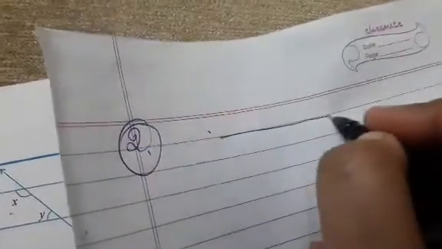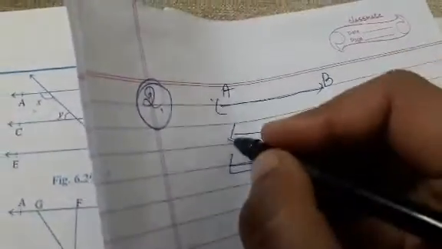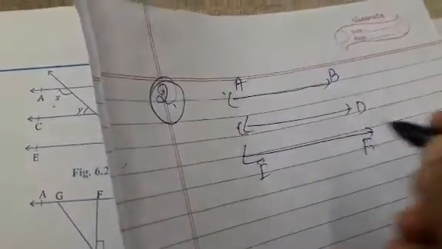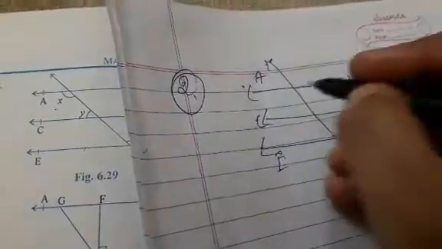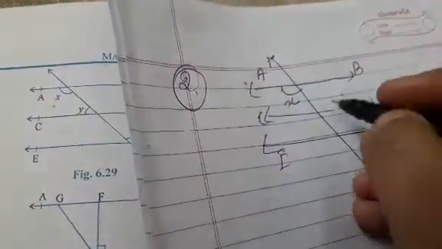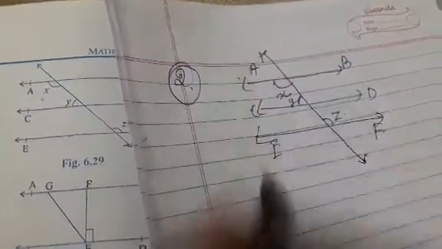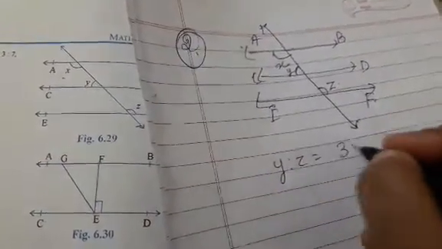Okay, so let's draw the figure and begin the question. Here we have x. There are three lines AB, CD, and EF, right? This is a transversal, this is x, this is y, and this is z. Now we have to find x, given that y is to z is equal to 3:7.